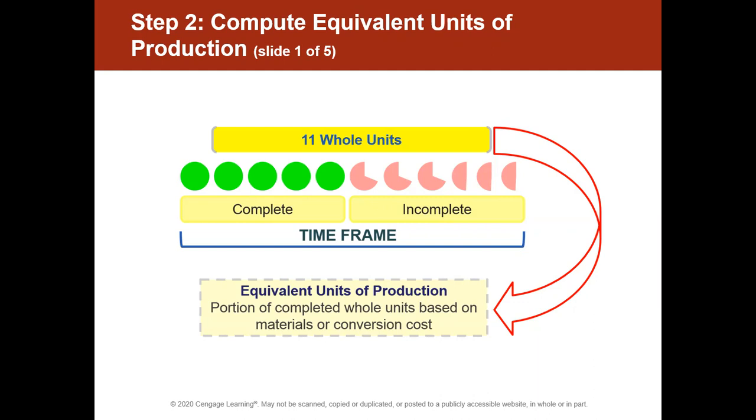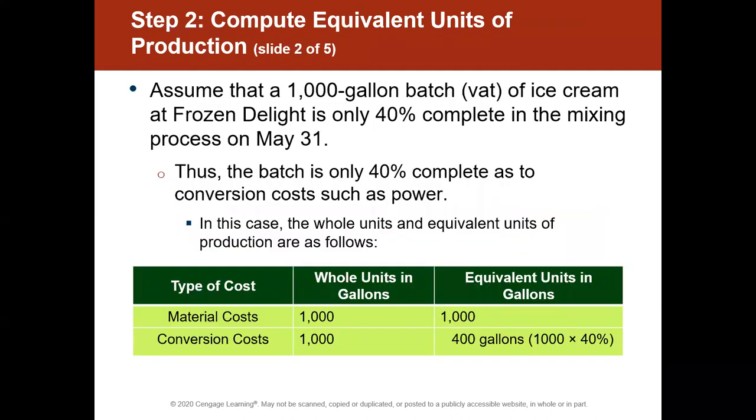Remember, things we move out are 100% complete. That's why we've moved them out of this process and into the next department, okay? So this is only for the stuff that's left over at the end of an accounting period to figure out the equivalent units. So here's an example.